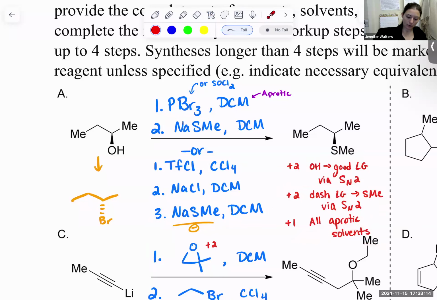And then as long as you had aprotic solvents, because you were doing all SN2, that's what got you your full credit. So that was what I was hoping you would recognize and do for that reaction: I need to go from an alcohol to a thioether, and I need to do it via 2 SN2 reactions to retain that stereochemistry. Are there any questions about A?